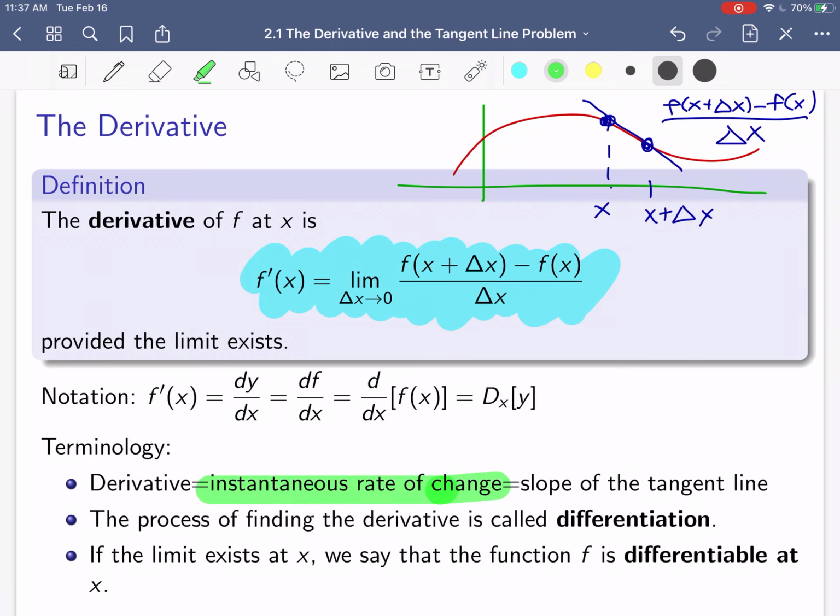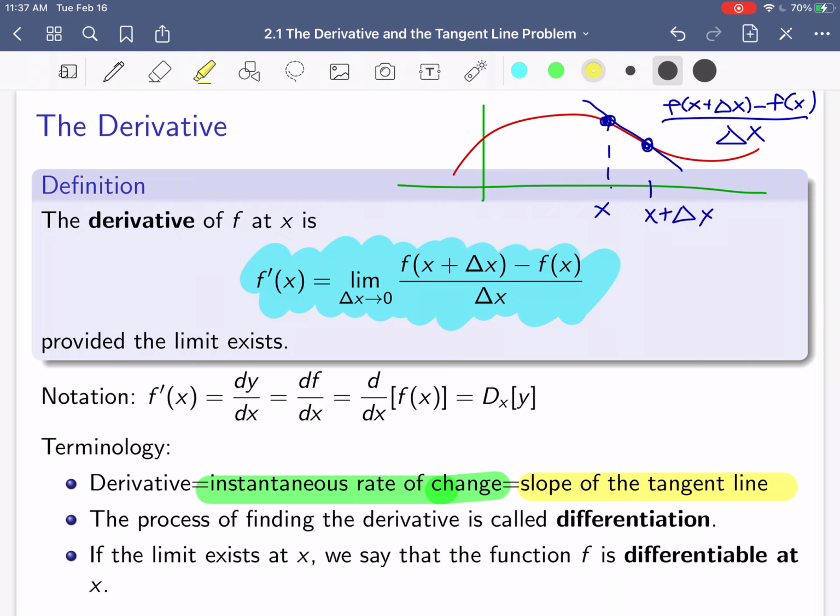So that derivative, we can think of that as an instantaneous rate of change. What's the rate of change at a split moment in time? Or we can think of it as slope of a tangent line. When we go through this process, we call it differentiation. If that derivative exists, we say that the function is differentiable.